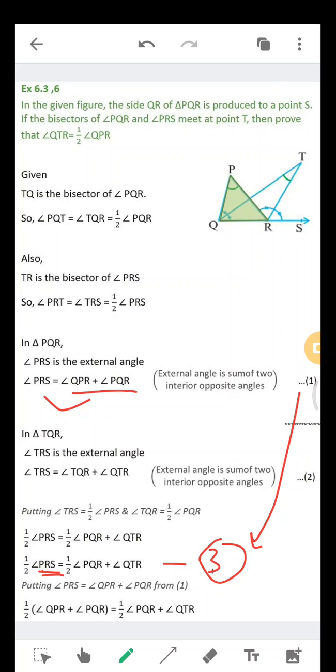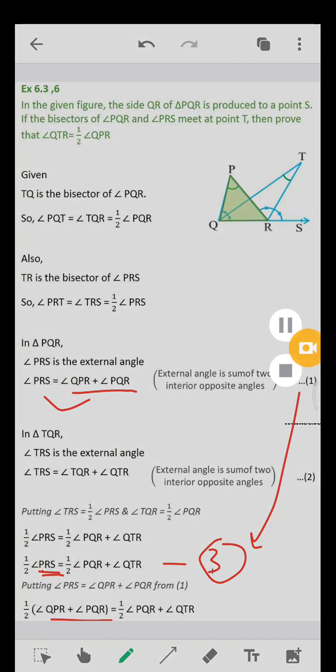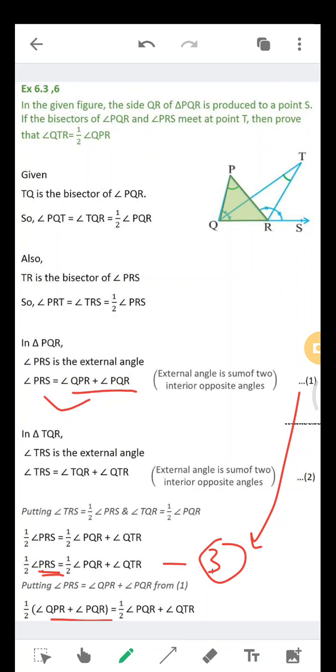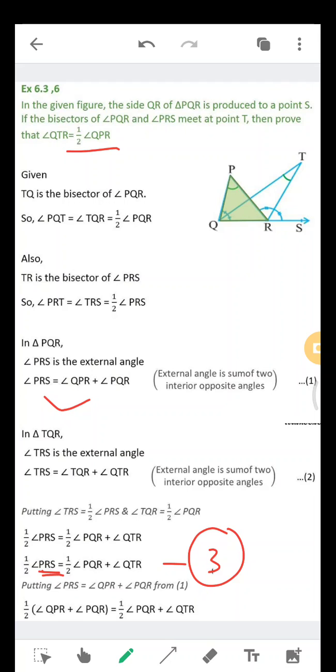So half of PRS becomes half of (QPR plus PQR), is equal to the right hand side. The right hand side remains the same, there is no change: half of PQR plus QTR. This is the way we have to solve this theorem step by step. Still we did not reach our RTP. Our RTP is QTR is equal to half of QPR. So we are very close to our RTP now.